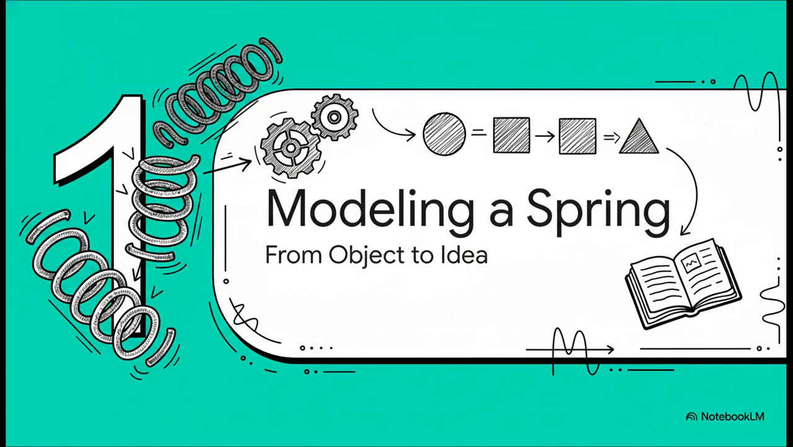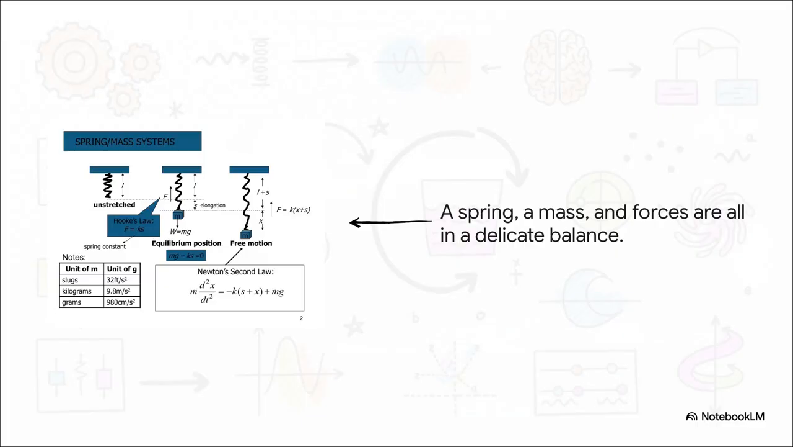All right, so our first job is to take this physical object we can all picture, that bouncing spring, and translate it into one of these powerful mathematical sentences. We're going to build our model step by step. So, to build our model right, we first have to understand the forces at play. You've got the spring just hanging there, unstretched. Then, we attach a weight. Gravity pulls it down, and the spring pulls up, until they find a perfect balance, a sweet spot. We call that the equilibrium position.